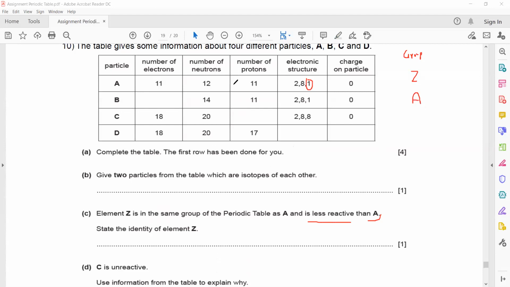So what is A? When you check the periodic table, the proton number 11 is actually sodium. So sodium, or Na, is there, which has proton number 11. Now, what should be Z? Which element is there when you check the periodic table? If A is sodium, what is Z? The element above sodium in group 1 is lithium, Li. So you will state the identity of element Z. The identity of element Z is lithium.